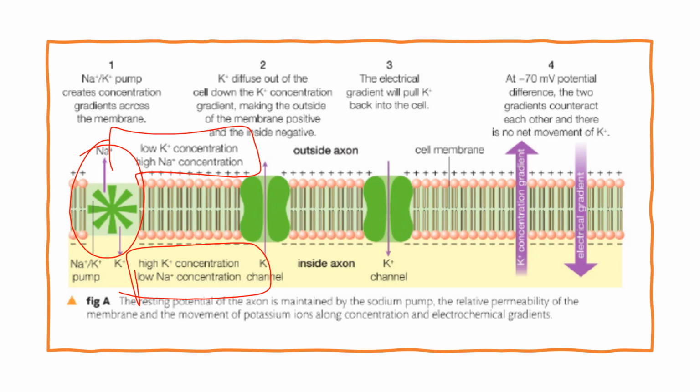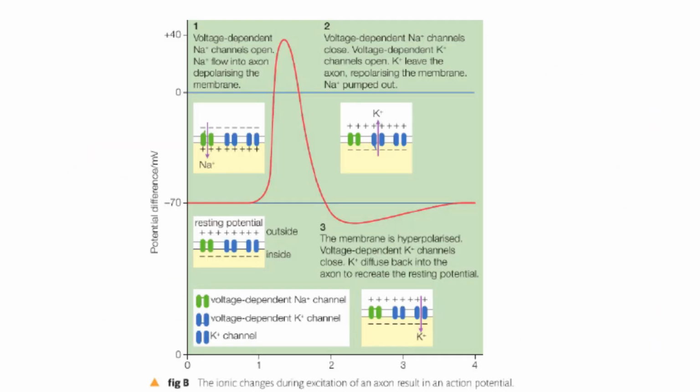So the term we use is polarized, that the membrane is always polarized, right? And the potential difference between the outside and inside of the cell is going to be minus 70 millivolts. Now, for our actual nerve impulse to be conducted, we have something known as the action potential. What is the action potential?